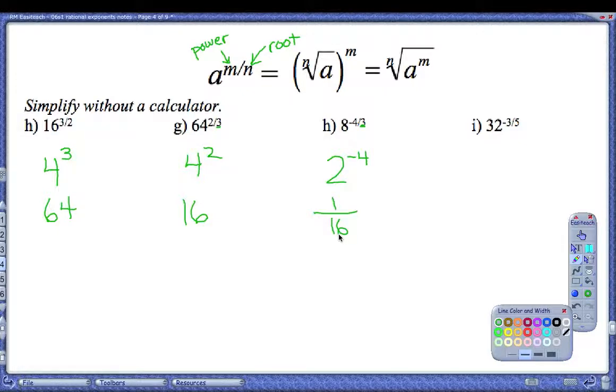Pause your video and try letter I. So we start with the 5th root of 32, which is 2. And 2 to the -3rd, 2 to the 3rd is 8. So this is 1/8.